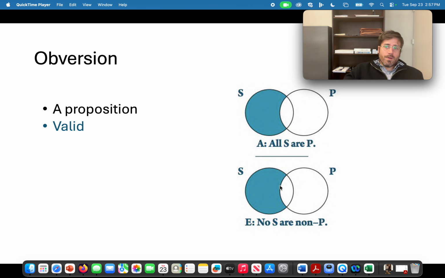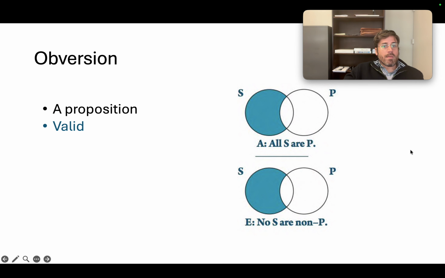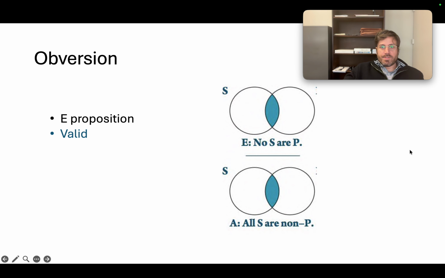the S group. Remember that for obversion, all 4 types of categories are valid. So we should expect to see logically equivalent Venn diagrams for all 4 proposition types. And indeed, the A proposition looks equivalent to me. We then move forward with the E proposition. No S are P becomes all S are non-P.